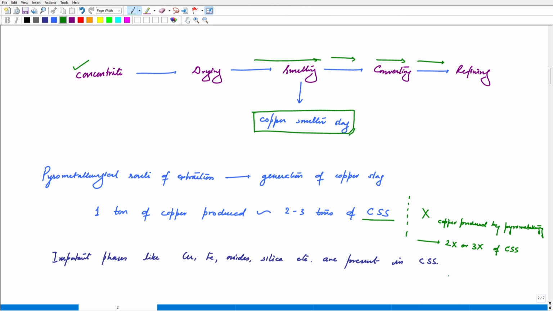Now, important phases like some phases of copper, of iron, other oxides, silica, and let us say alumina, MgO, various phases can be present in CSS depending upon the starting raw material. And it is important to note that these phases make it really very difficult to recycle CSS.